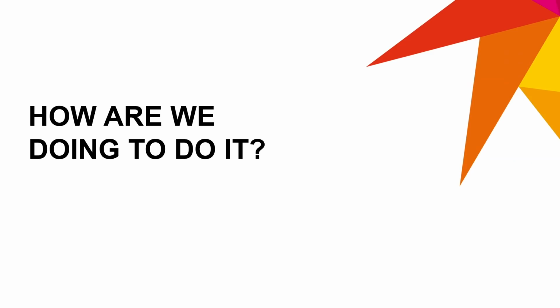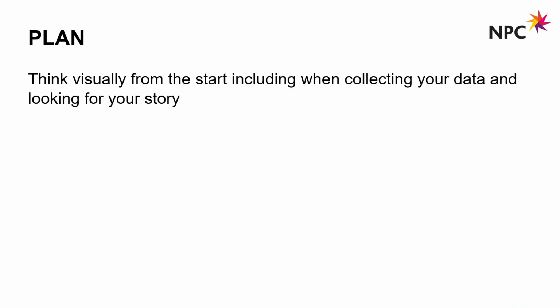So, the million-dollar question: how are we going to do this? At MPC we like to talk about plan, do, assess and review. It's quite a good little cycle to run to make sure you're always improving your services and making sure what you're doing makes sense. In terms of making a plan, think visually from the very start, including when you're collecting data and looking for a story. Thinking visually is a really good way to start trawling through your data and trying to understand what's being shown there.